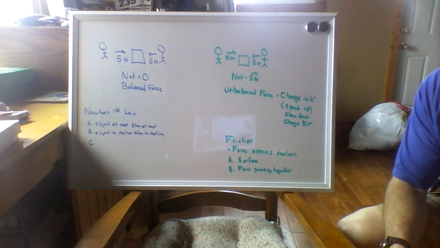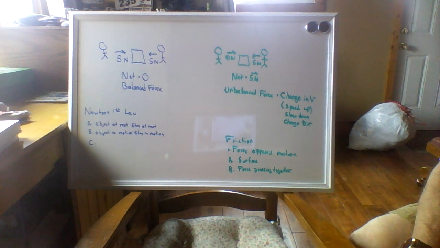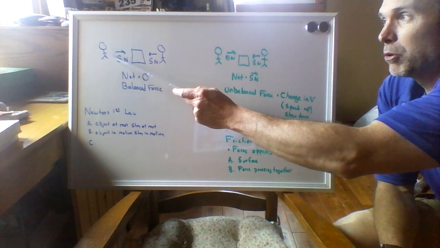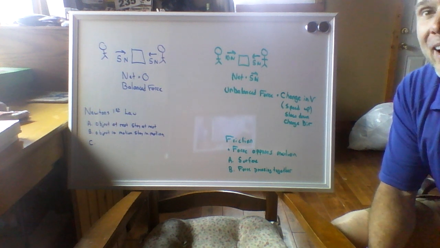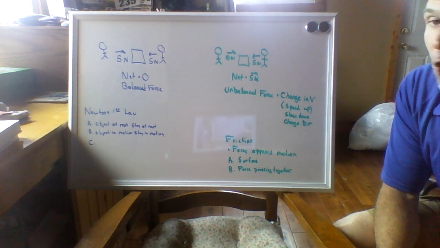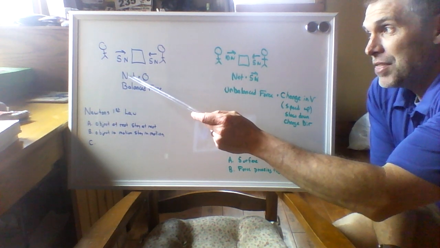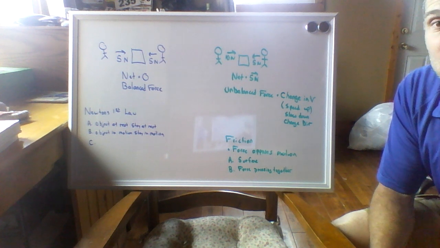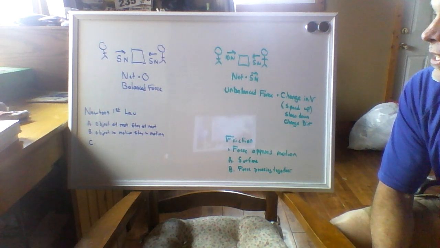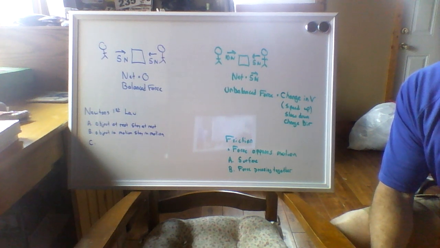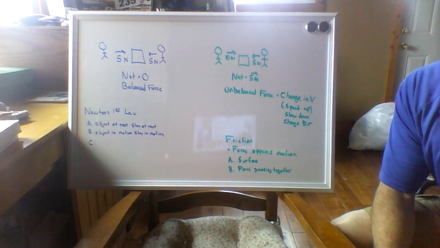The first one would be balanced and unbalanced forces. If we have someone pushing to the right on a box with a force of 5 newtons, someone else is pushing back to the left on a box also with a force of 5 newtons, the net force on that box is going to be 0. If the net force is 0, we call it a balanced force, and there's going to be no change in velocity or no motion with that box.